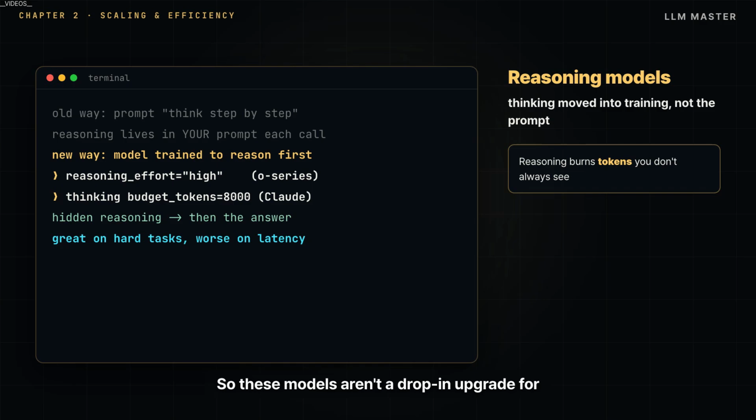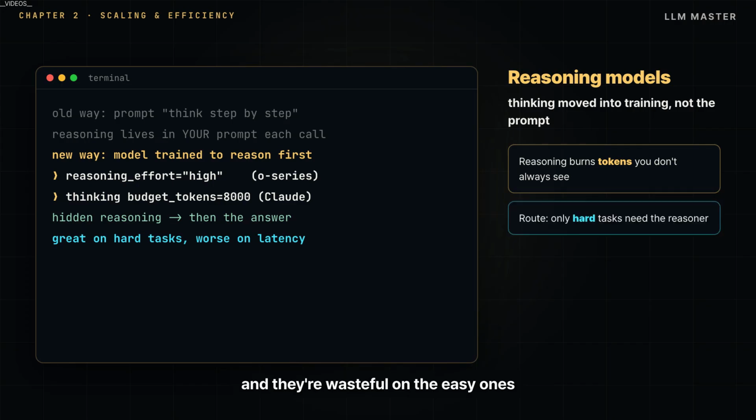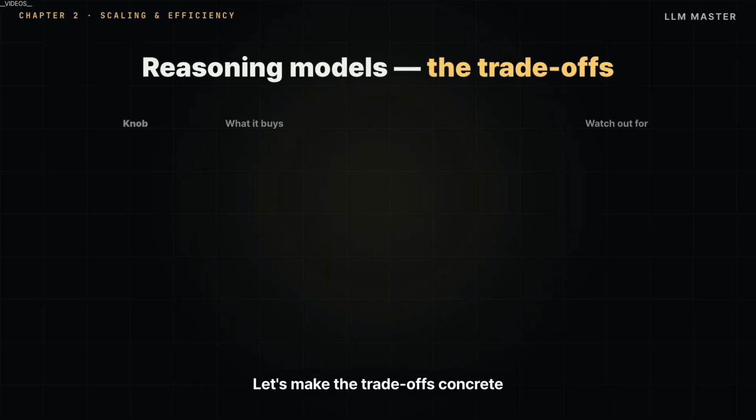So these models aren't a drop-in upgrade for everything. They shine on hard, verifiable problems, and they're wasteful on the easy ones. The engineering move is to route. Send the hard tasks to the reasoner, keep the rest on a fast, cheap model. Let's make the trade-offs concrete, because reasoning models are where teams quietly burn money.